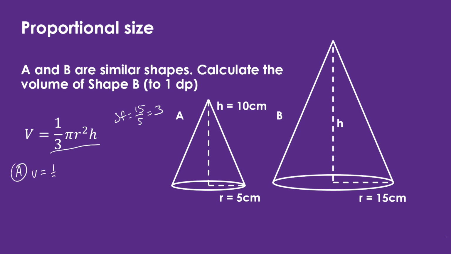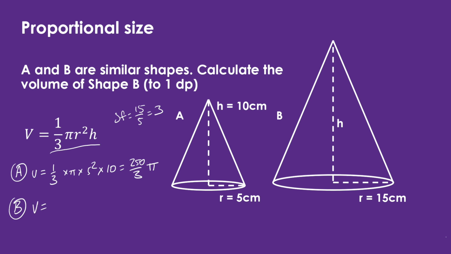Now let's calculate the volume of cone A, 1/3 times pi times 5 squared times 10. This gives us a volume of 250 over 3 pi. I'm not going to change that to a decimal yet on my calculator, as I want to keep the accuracy of the fraction for as long as possible.